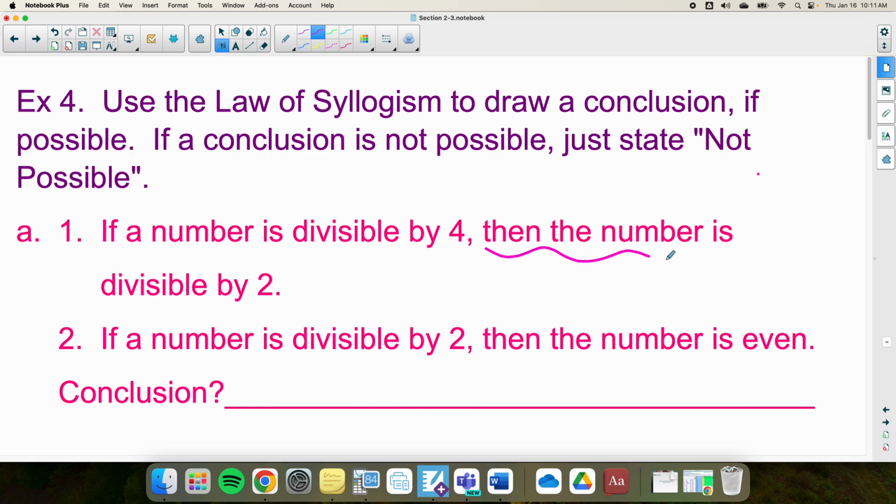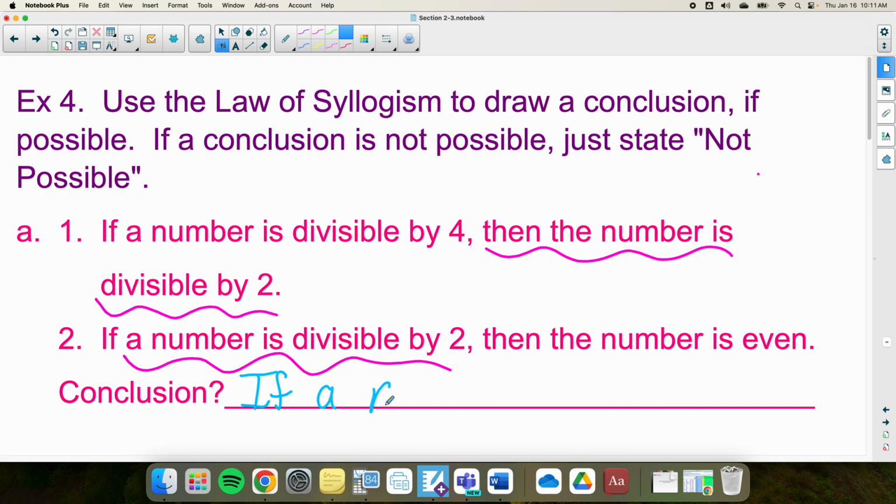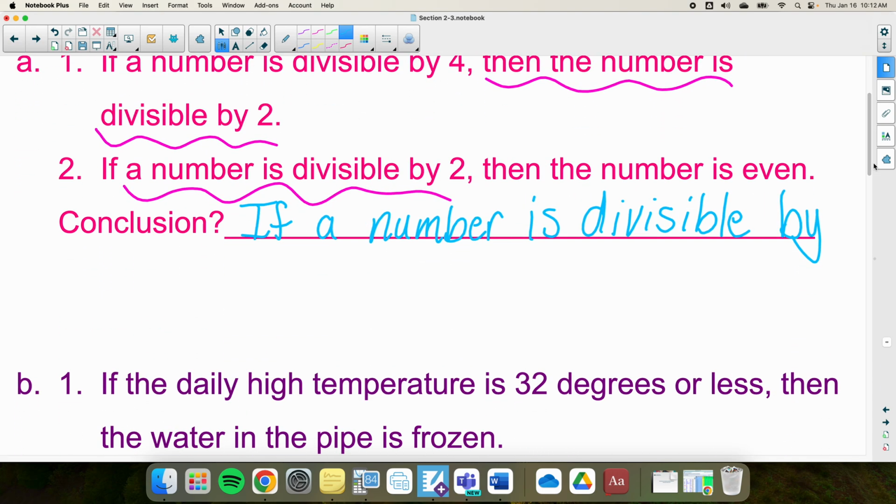So the ending of this is then the number is divisible by 2. And the beginning of this is if a number is divisible by 2. So does this one work? It does, because those two would be crossed out. And what I would say then is if a number is divisible by 4, then the number is even.